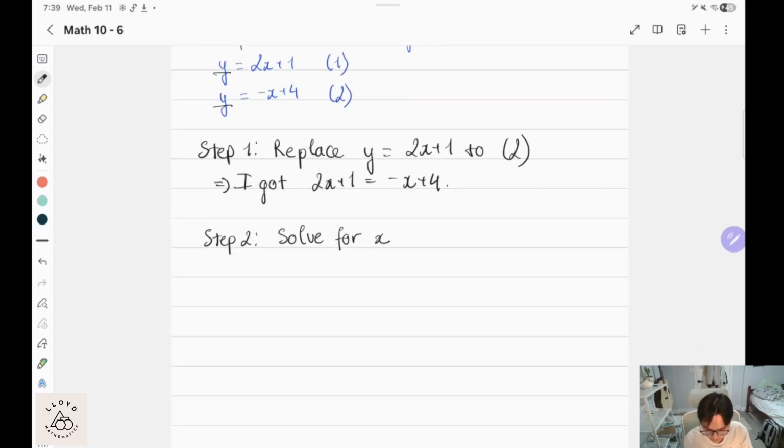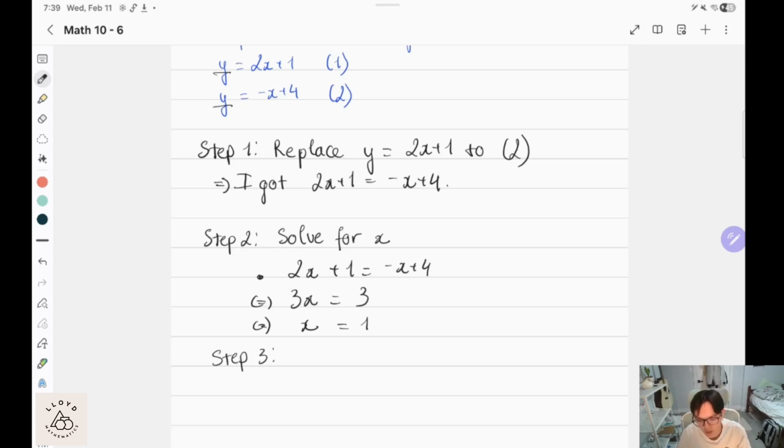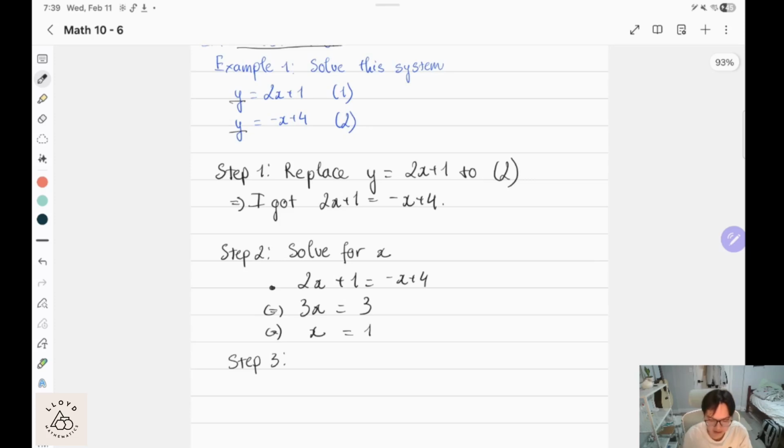I already have this equation, so I put the equation again. I move x to one side and the numbers to the other side. So 3x equal to 3, therefore x is 1. And step 3: as we've got x already, what are we missing here? The y, right? So step 3 is solve for y.